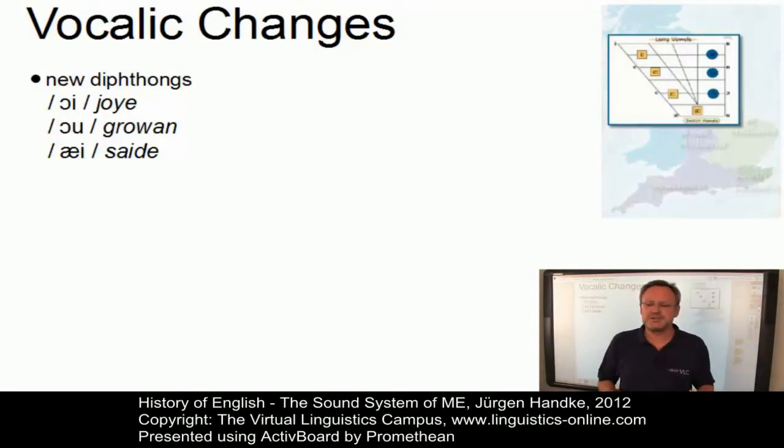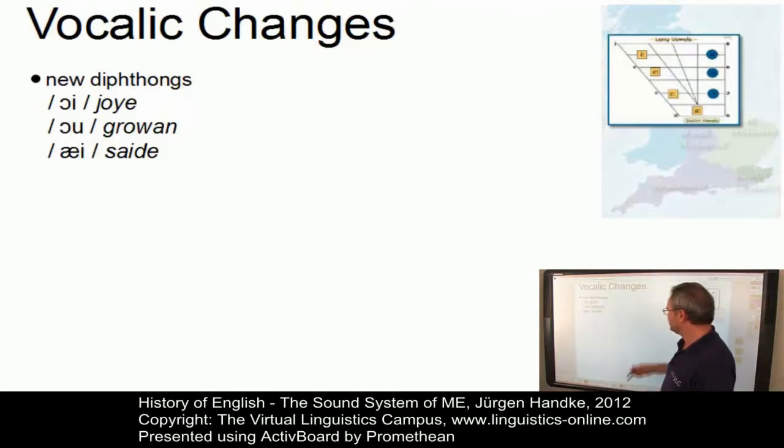A significant vocalic change in Middle English was the addition of new diphthongs, due to the influence of French, of course, or due to some consonantal changes. Well, here are some of them. Oi was a new one, as in joye. Ou came in new, as in grouen, and ei as in side.